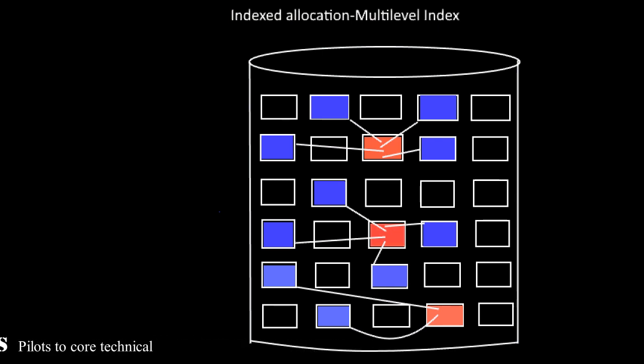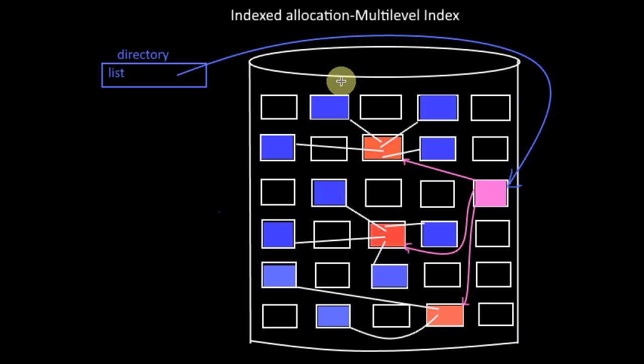Then we use one more index block which can be called the outer index block. This outer index block will contain pointers to these inner index blocks, and the directory entry will be pointing to the outer index block. Thus, access the directory, access the outer index table, then get the inner index table containing the pointer to our desired file block, and get the desired file block.